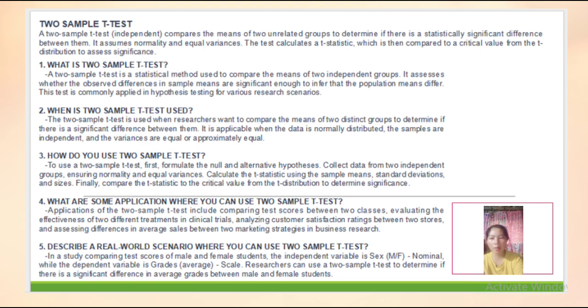Describe a real-world scenario where you can use a two-sample test. In a study comparing test scores of male and female students, the independent variable is sex, nominal, while the dependent variable is grade or average, scale. Researchers can use a two-sample test to determine if there is a significant difference in average grades between male and female students.